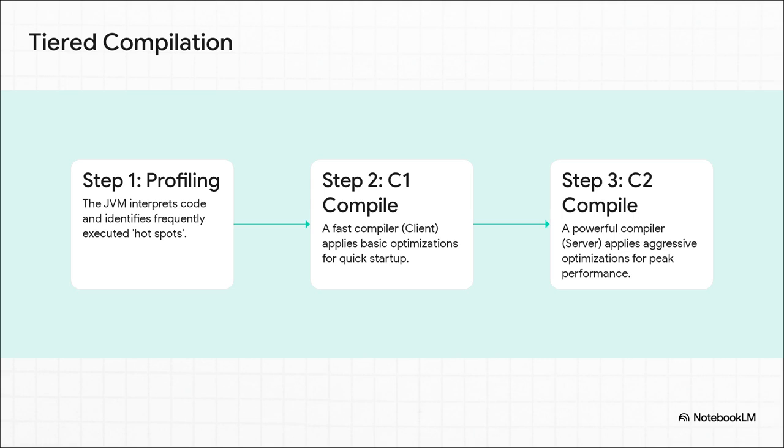This whole process, called tiered compilation, is even cleverer. It doesn't just happen once. At first, a quick and dirty compiler called C1 gives you a fast speed boost so your app starts up quickly. But if that code gets even hotter, a much more powerful C2 compiler takes its time and applies some really aggressive optimizations for maximum long-term performance. You really get the best of both worlds, a quick start and incredible speed over time.